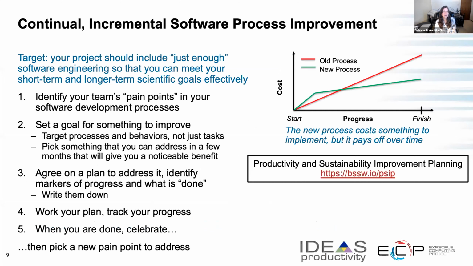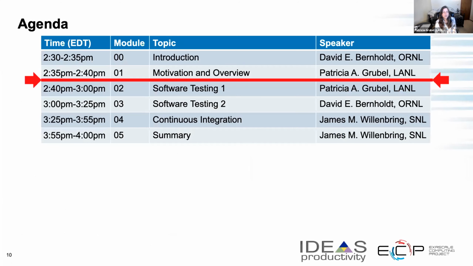Again, Dave mentioned this. Sometimes what you want to do is a continual but incremental process improvement, and we have the PSIP project, which stands for Productivity, Sustainability, and Improvement Planning. A lot of times you can find something in your pain process that you can put a little bit of time into, and it improves quite a bit in the future. Do this in an incremental manner. Don't try to do everything at once. Look at processes as well as tasks. And so that is the end of the motivation, and I'm going to move on to software testing.